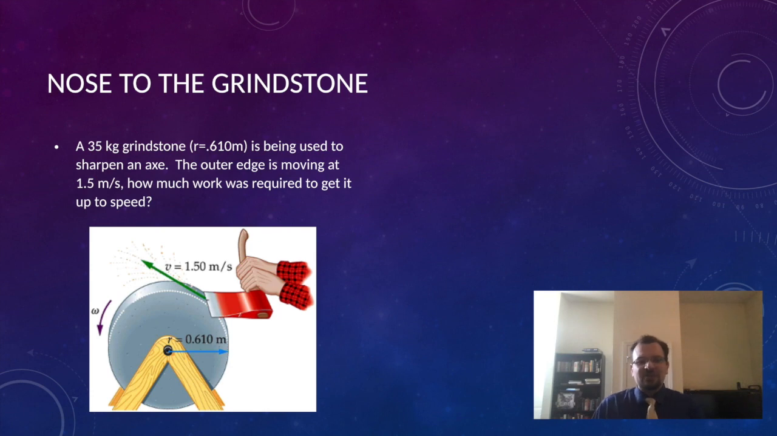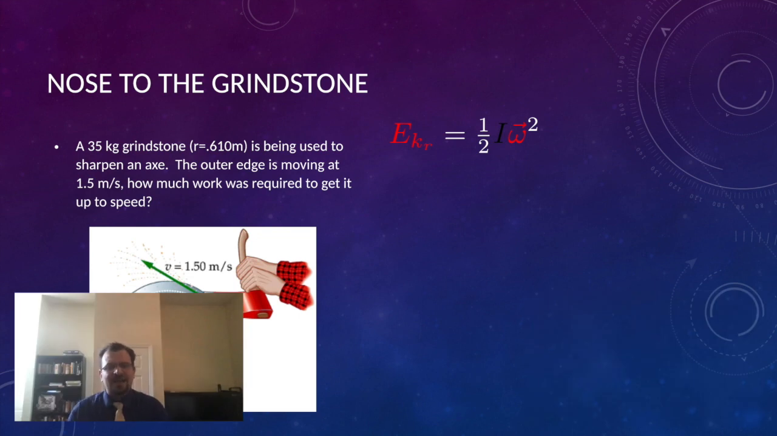So a 35 kilogram grindstone with a radius of 0.61 meters is being used to sharpen an axe. The outer edge is moving at 1.5 meters per second, and we want to figure out how much work was required to get up to speed. So work in this case, we're just going to use that as our change in energy. So all we have to do here is find the end kinetic energy of this rotating object, and we just found the equation that we need to do that. So that's going to be that rotational kinetic energy is equal to 1/2 I omega squared.